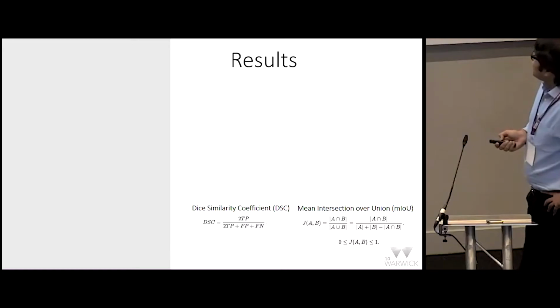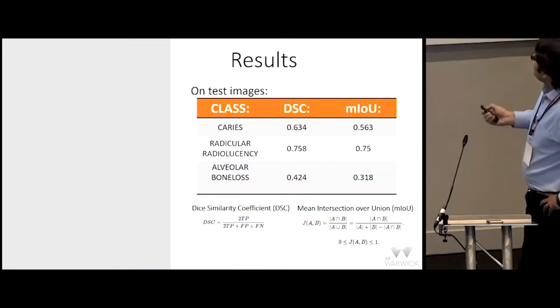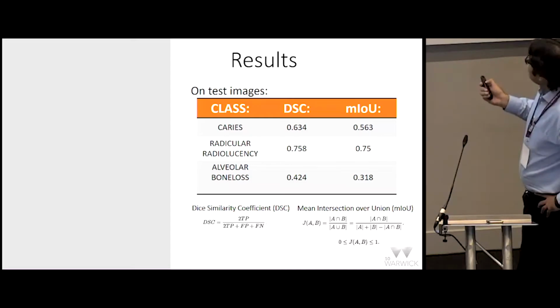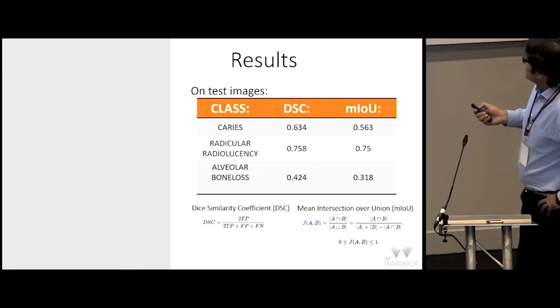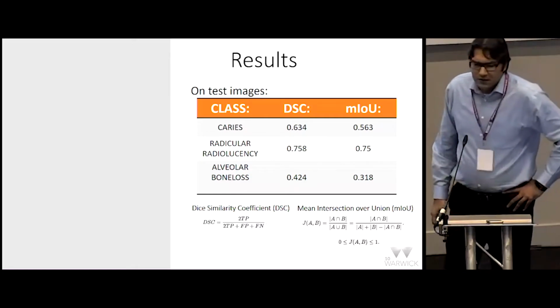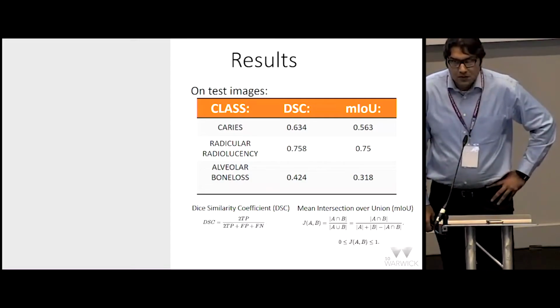In addition, we're using two metrics to evaluate our results. On test images, the mean intersection over union for caries is 0.56. For radiolucency, it's about 0.75, and for bone loss or gum disease, it's about 0.318. Out of these three, this is the one we're having a bit of trouble with. But of course, these are preliminary results. We are planning on collecting more data and seeing if we can improve these results.